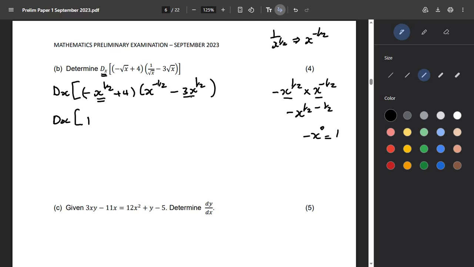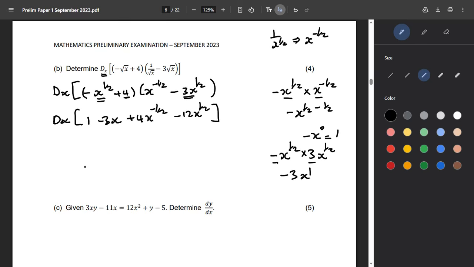You need to take this guy, multiply with that one. So this will be minus x to the power 1 over 2 multiplied by 3 x to the power 1 over 2. So minus times 3, that's negative 3. And then x to the power, the bases are the same, you add the exponents. So it's 1 over 2 plus 1 over 2, which is just 1. So this is minus 3x. Now, the next part is to multiply the second bracket by what? 4. So this will be plus 4 x to the power minus 1 over 2 minus 12 x to the power 1 over 2.